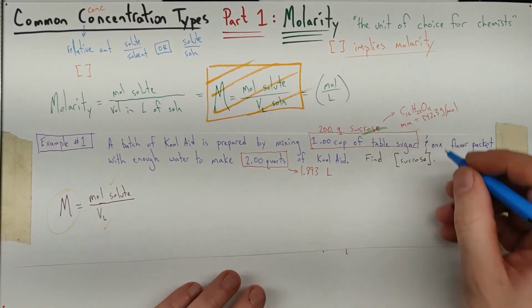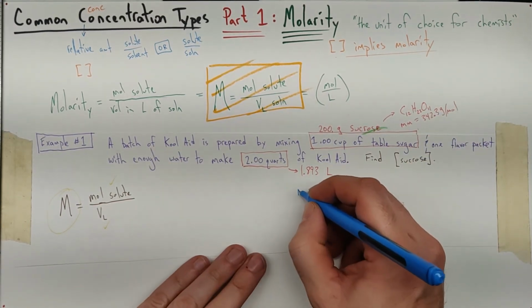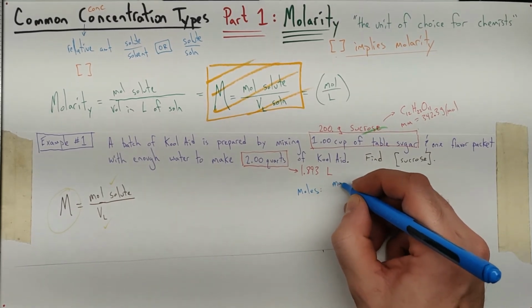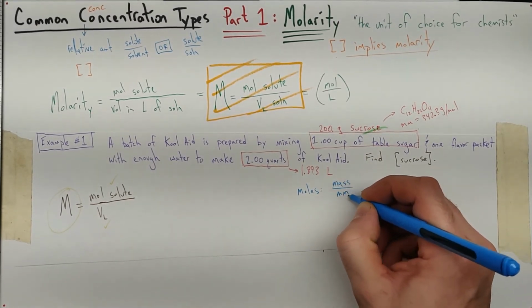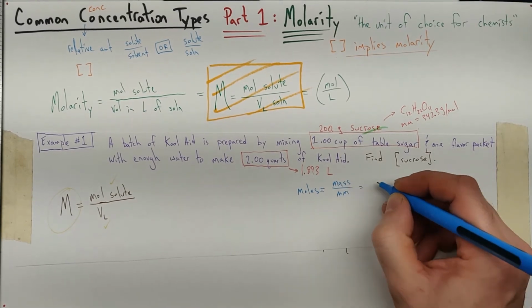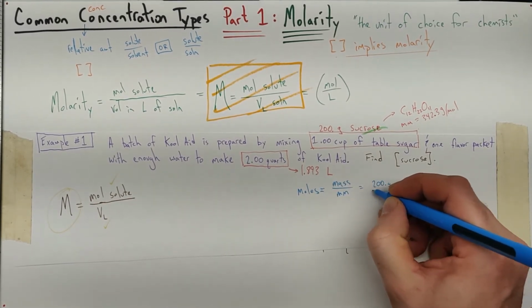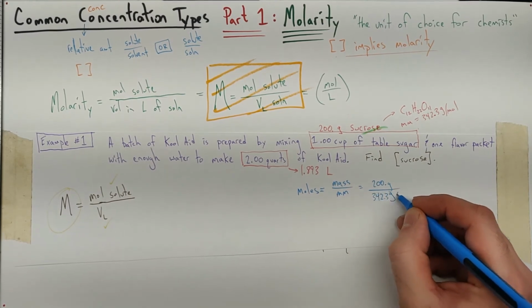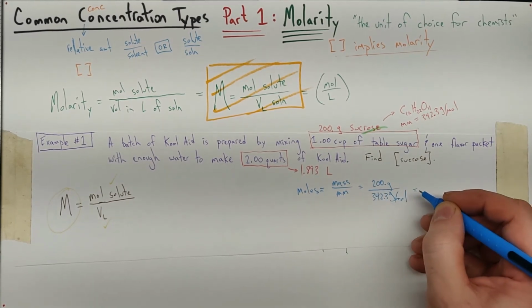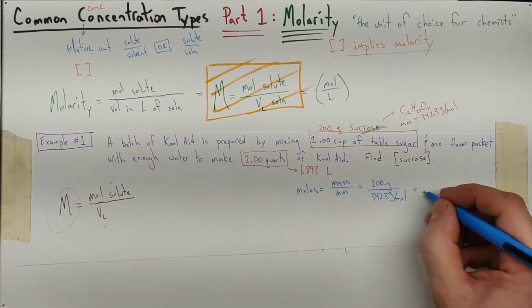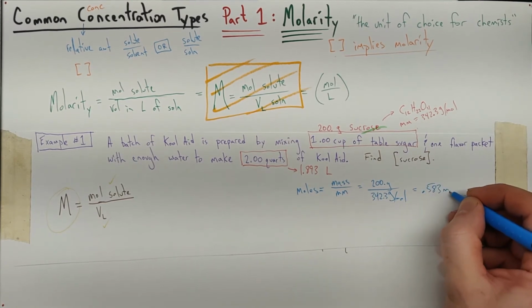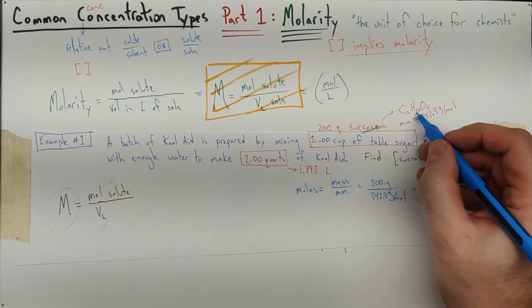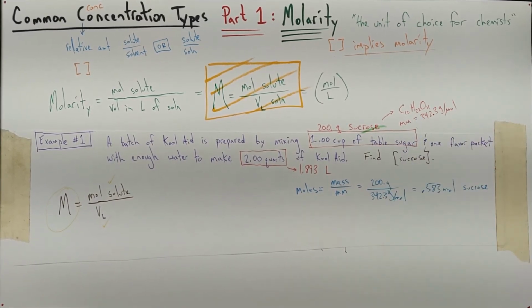Our moles is going to be your mass over the molar mass. Our mass in this case is 200 grams, and the molar mass was 342.3 grams per mole, and that gives us 0.583 moles of sucrose, C12H22O11, our table sugar.